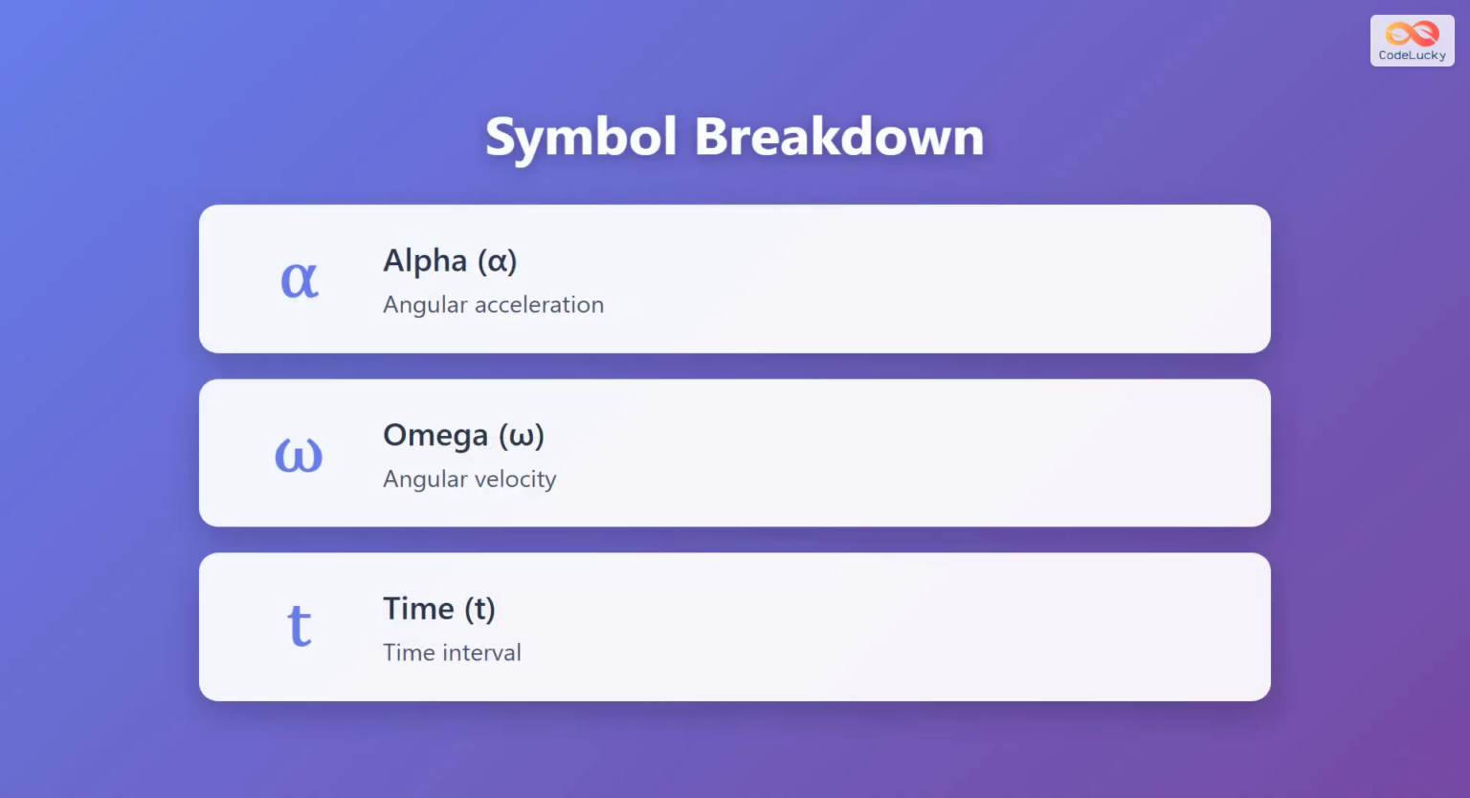Let's break down the symbols. Alpha represents angular acceleration. Omega represents angular velocity, which is the rate of rotation. And t represents the time interval over which the change occurs. Understanding these symbols is crucial for solving rotational motion problems.